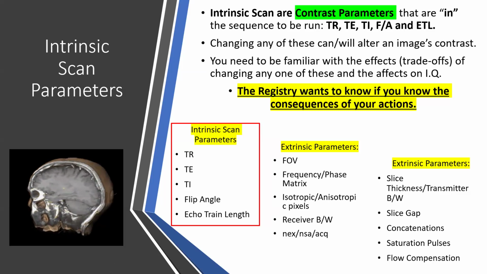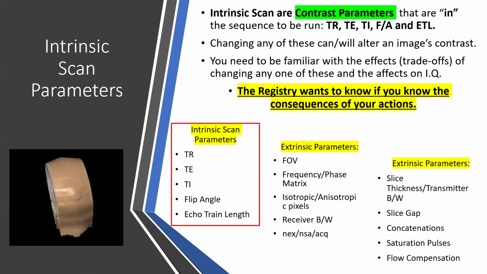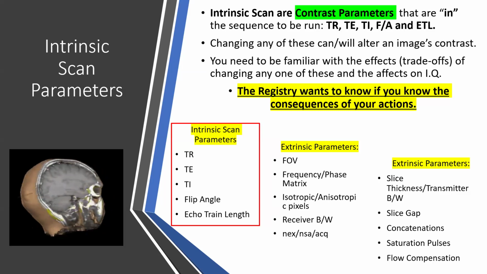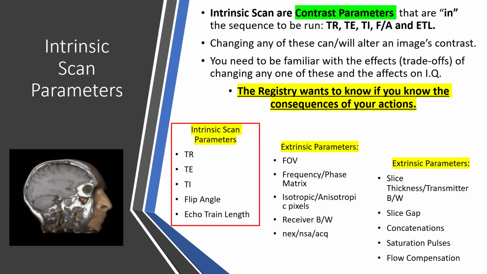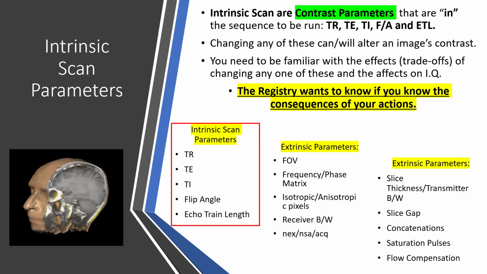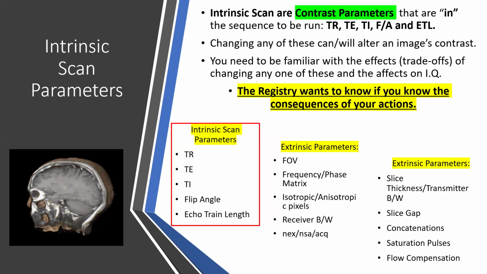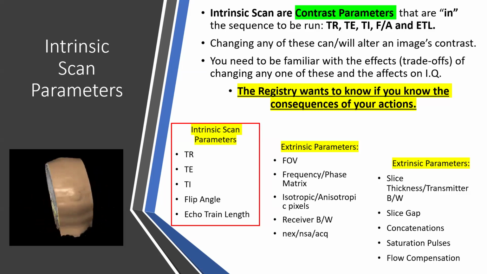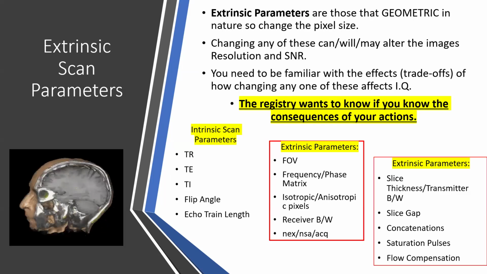So you need to know their definitions, and the registry is going to be asking you, what are the consequences of your actions? If you do such and such with the TR, what's going to happen? If you do such and such with the TE, what's going to happen? So we're going to go over those right now.